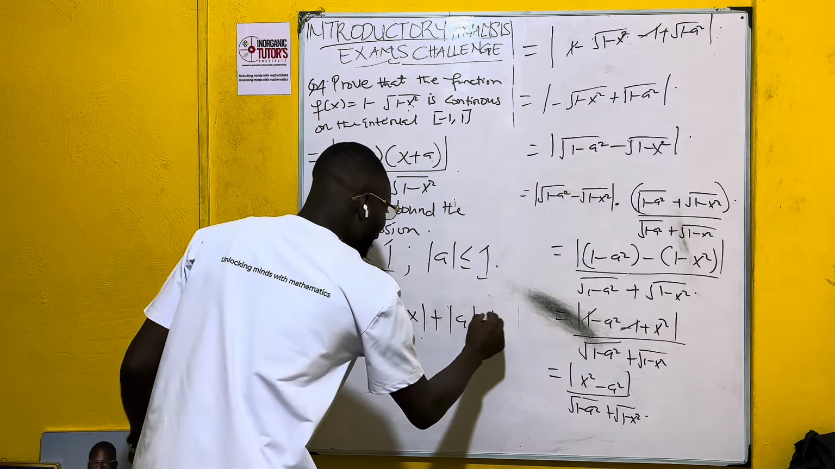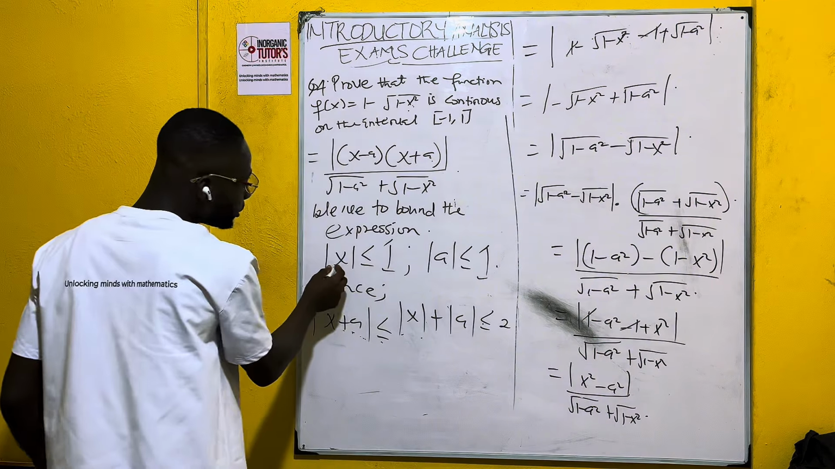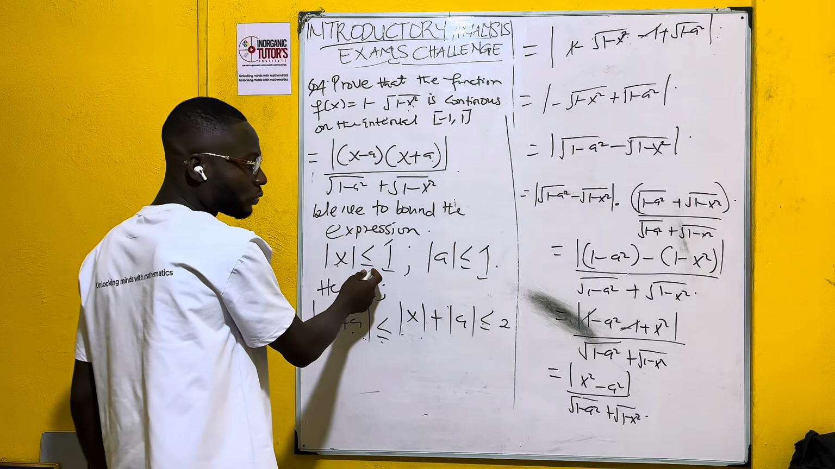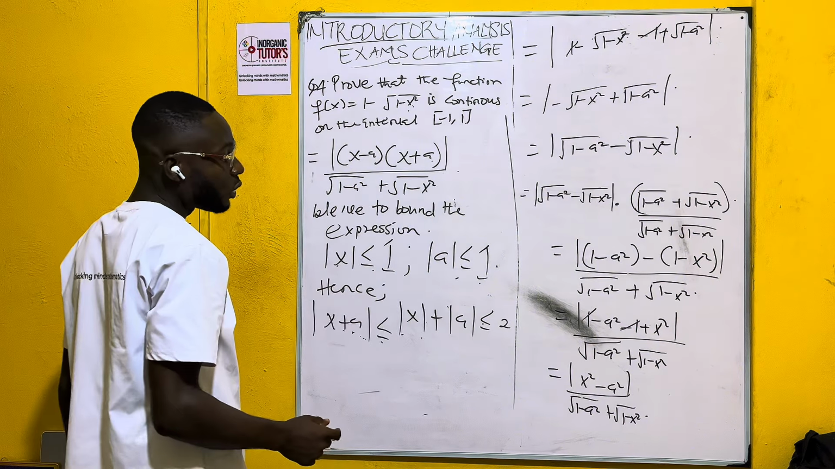And this must be less than or equal to 2, because we said from here that absolute value of x should be less than or equal to 1, and absolute value of a should be less than or equal to 1.